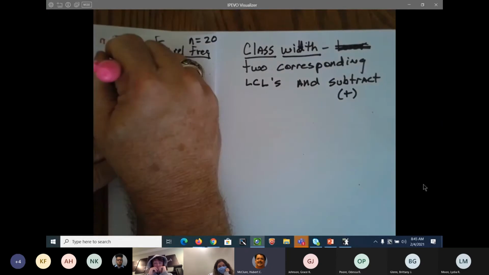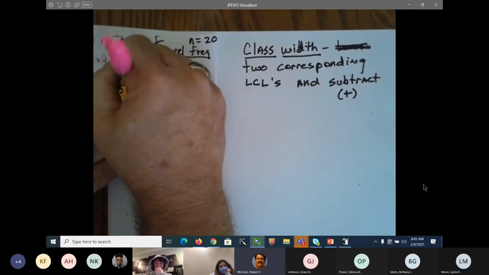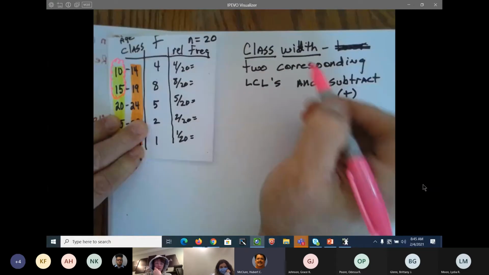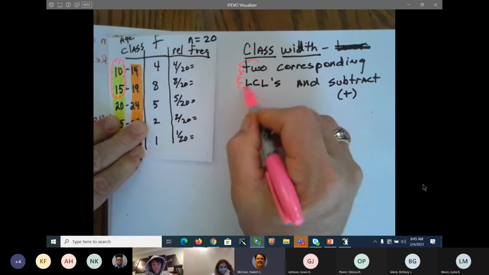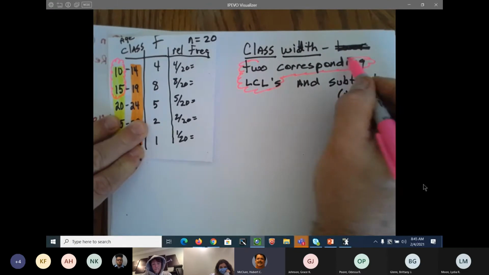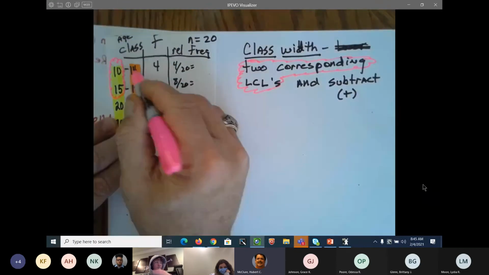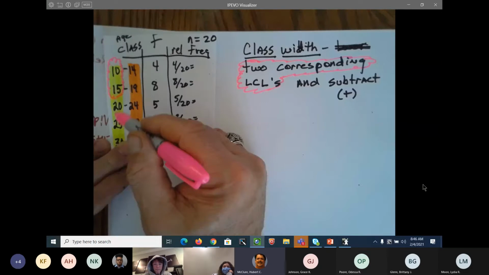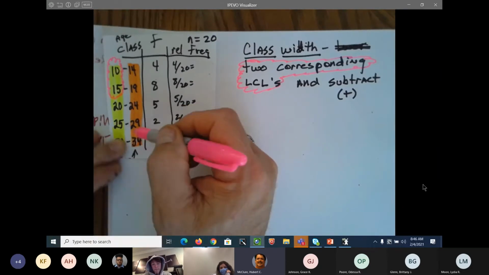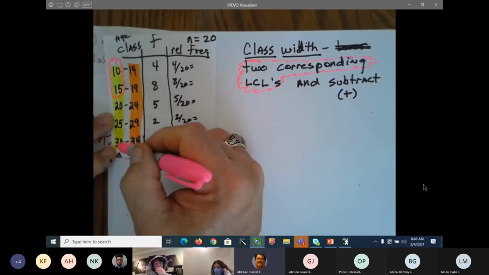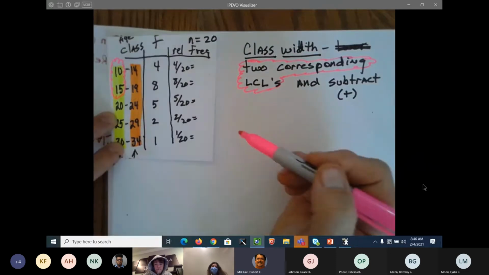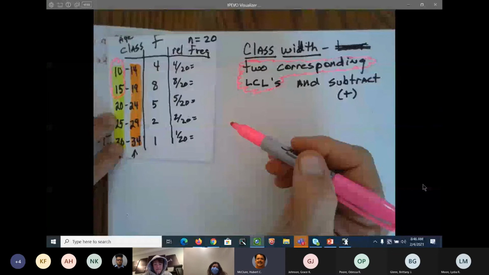All right, so here is my first two. And I'm going to put two corresponding. Okay, so I picked two. You don't have to pick those. You can pick 19 and 14. You can pick 15 and 20. You can pick 19 and 24. You can pick 20 and 25. You can pick 24 and 29, 34 and 29, 30 and 25. You cannot pick 34 minus 14. They're not corresponding. They're not one right after the other.